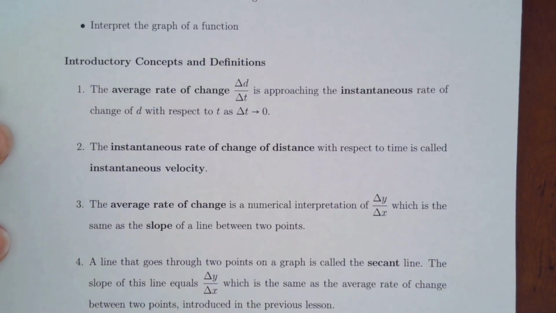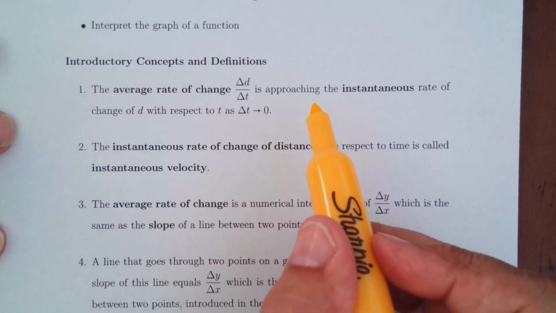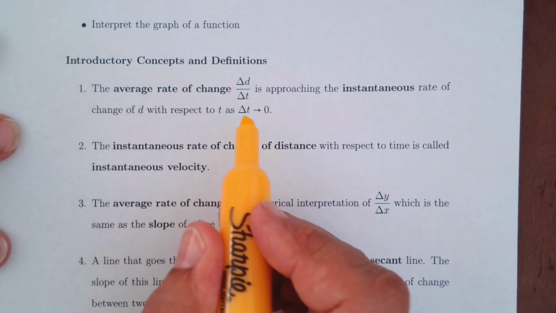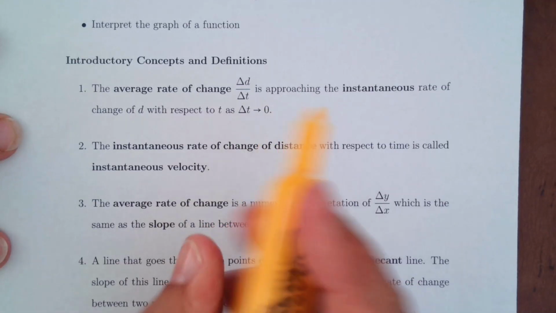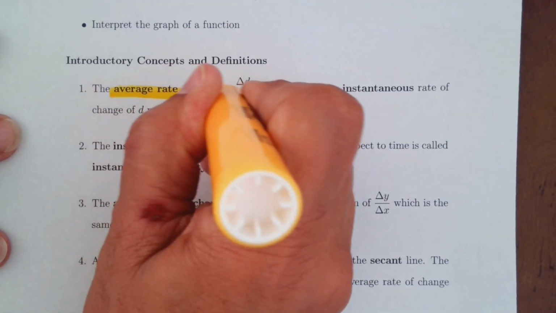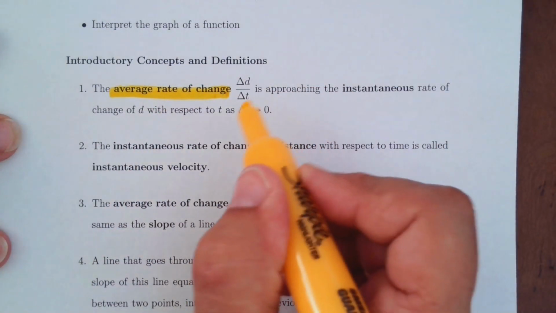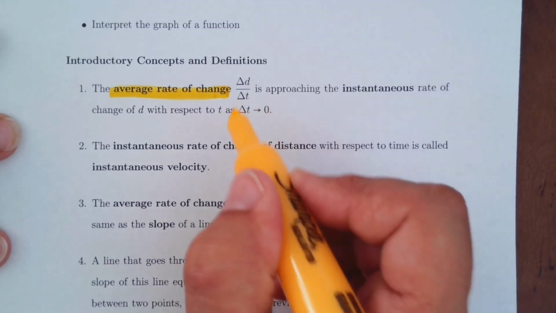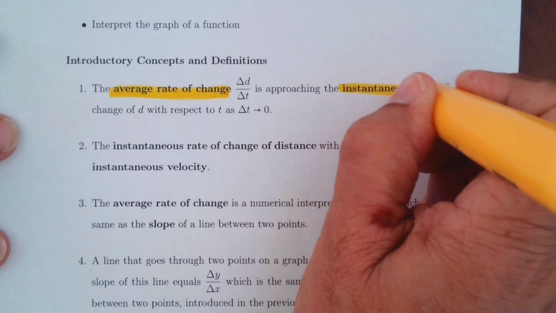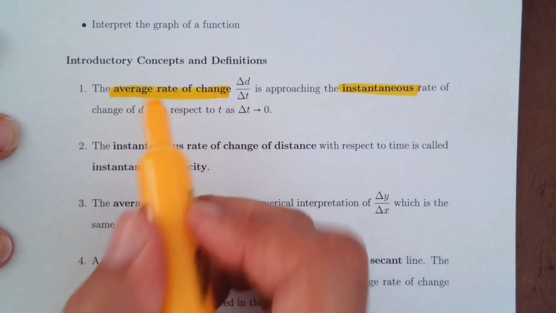Number 1 says the average rate of change, delta d over delta t, is approaching the instantaneous rate of change of d with respect to t as delta t gets closer to 0. So the average rate of change, which remember, takes 2 values. We're trying to get those 2 values almost together. Once we get them together at one specific point, then that's what we call an instantaneous rate of change.